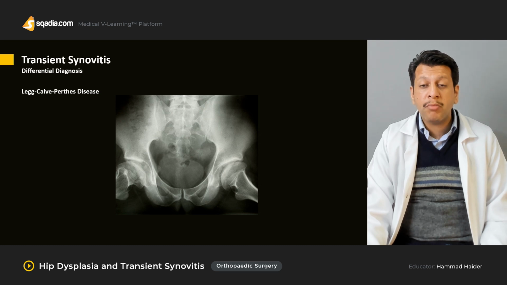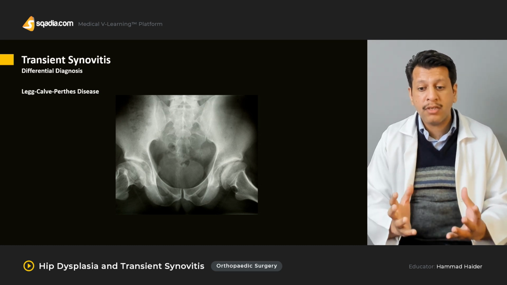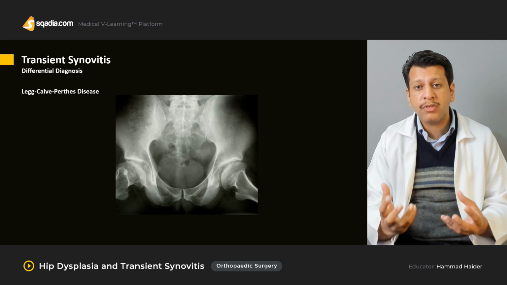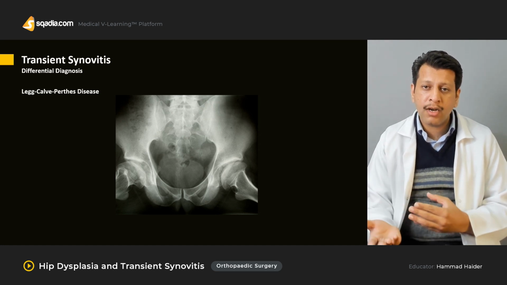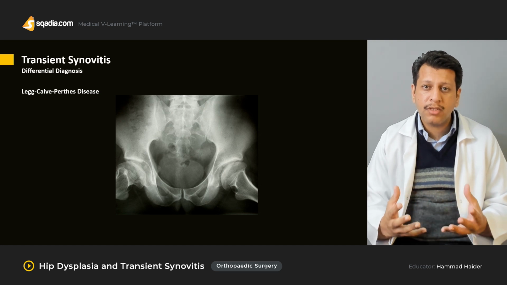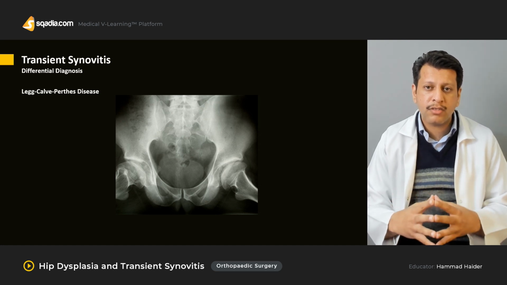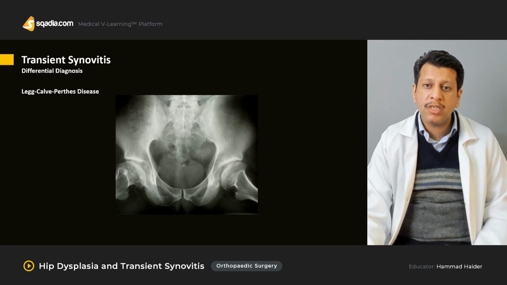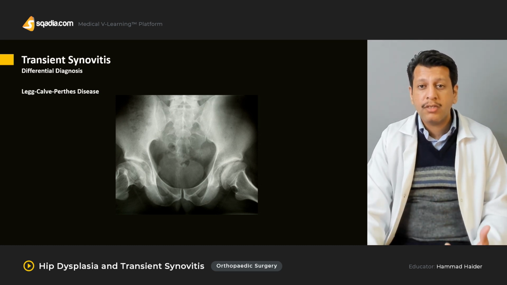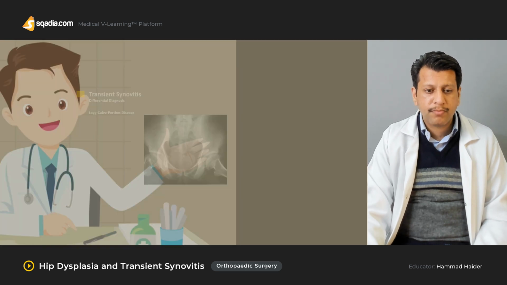another disease called metaphyseal epiphyseal dysplasia, because sometimes they may also present with swelling and a painful hip joint, and there may be some underlying form of dysplasia in the pediatric population, such as multiple epiphyseal dysplasia, which may present and mimic transient synovitis as well.